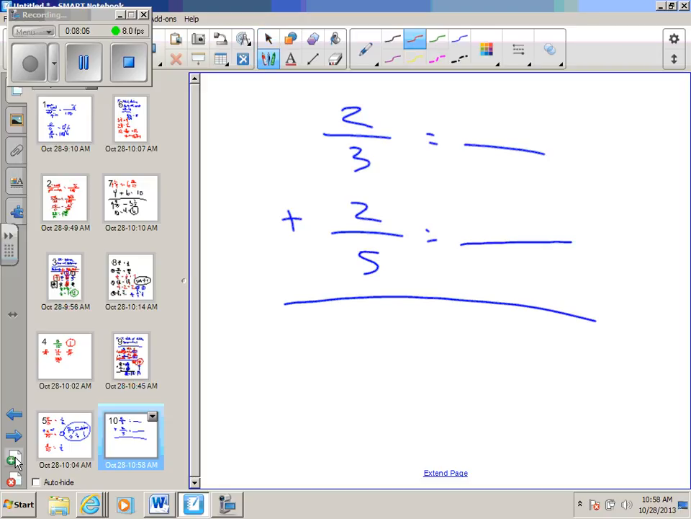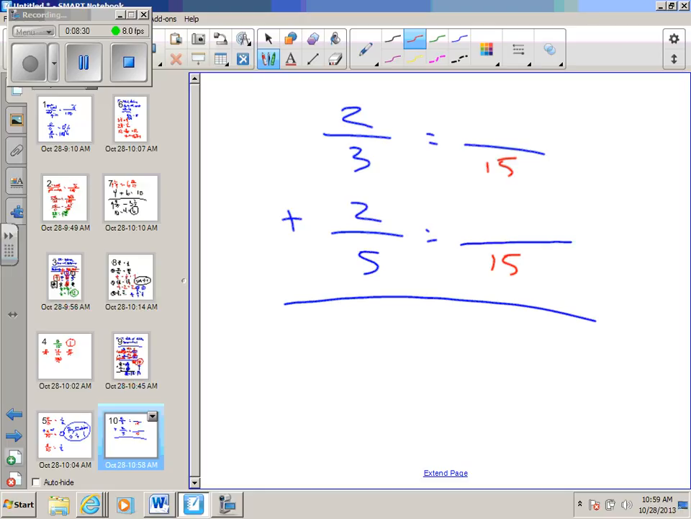Again, let's focus on the larger denominator, which in this case is going to be the 5. So I start mentally going through my multiples of 5 and asking myself if those multiples work for 3. 5, does it work for 3? 10, does it work for 3? 15? There we go. So let's convert these to 15ths. Do you get that part?